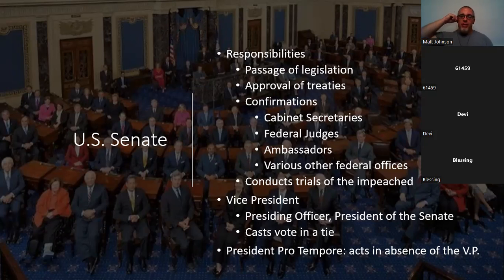From time to time, with cabinet secretaries, there is some pushback by the Senate that they don't want a person serving. And by and large, though, they tend to play ball when it comes to cabinet secretaries, as long as it's not some type of real controversy with who they're appointing.